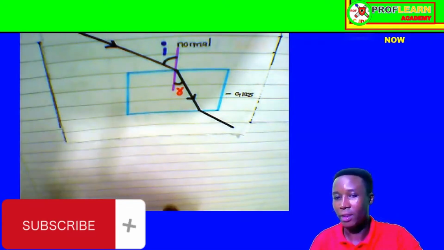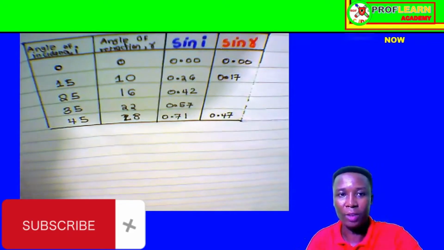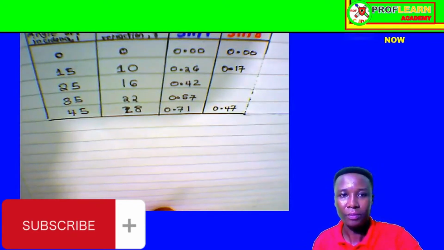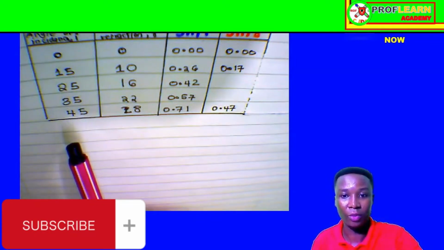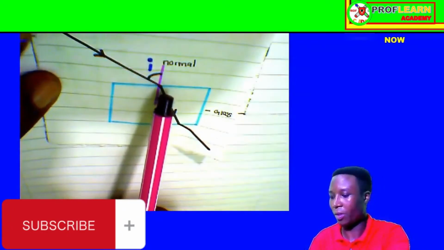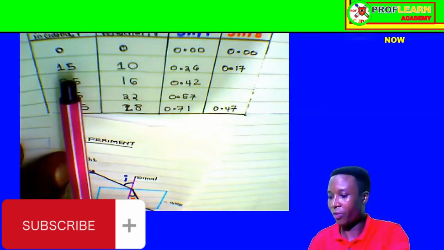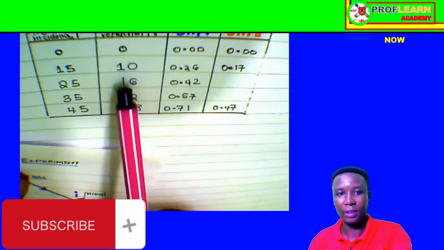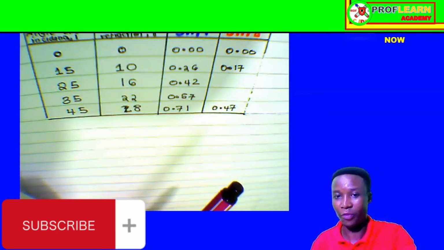Now in that experiment, this was a question that was given, whereby you are given a table of values that were obtained from an experiment. Angle of incidence was given at 0, 15, 25, 35, all the way to 45. And the angle of refraction that was obtained, these different angles that were measured here: when the angle of incidence was 0, the angle of refraction was 0 also. When the angle of incidence was 15, the angle of refraction now became 10 as indicated here. And the experiment was done for all the values for the angle of incidence up to 45.